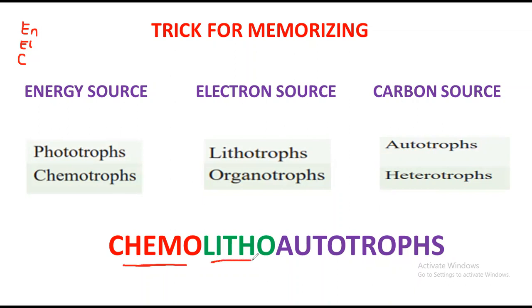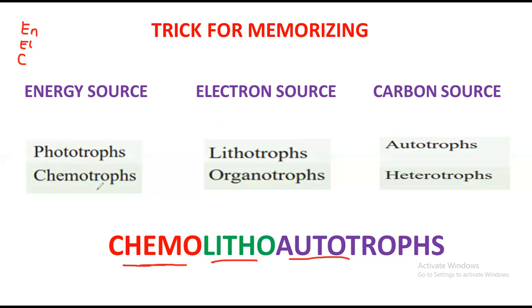The second term will indicate the electron source, and the third name will indicate the carbon source. Okay, just look here: energy source, electron source, and the carbon source. Okay, I have arranged it. So for energy source, there are phototrophs and chemotrophs.